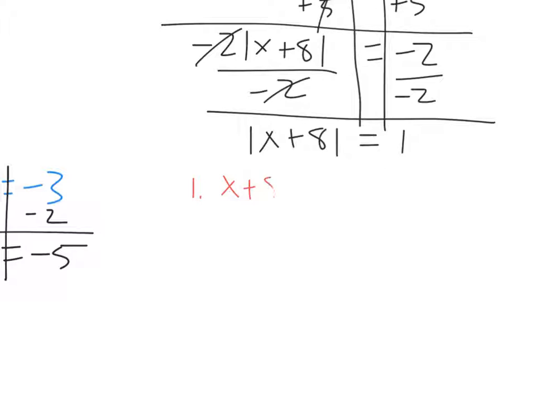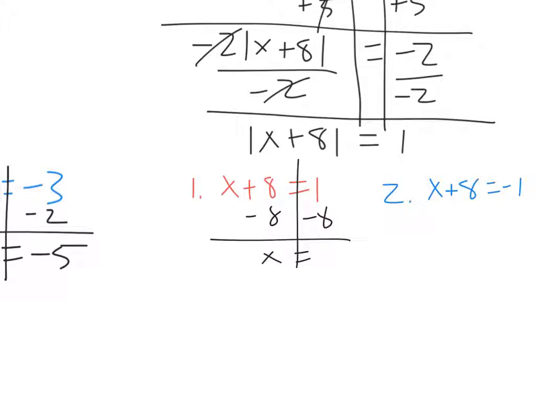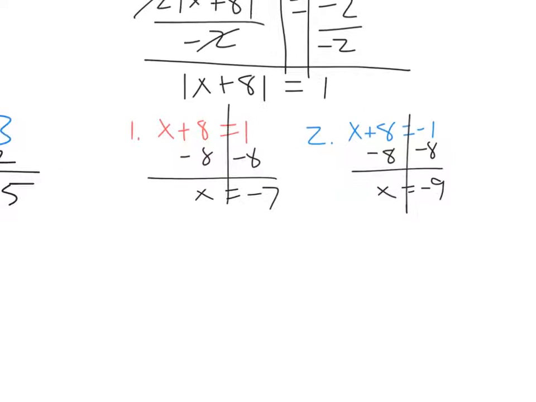So case 1 is just as we see it, x plus 8 equals 1. And case 2 is x plus 8 equals negative 1. Okay, same thing, but with a negative 1 instead. And now we can solve by subtracting 8 on both sides. So we get x is equal to 1 minus 8, which gives us negative 7. And we subtract 8 on both sides of this one, which gives us x equals negative 1 minus 8, which is negative 9. So the solutions to this equation are x equals negative 7 and negative 9.